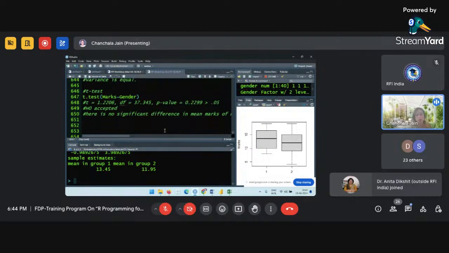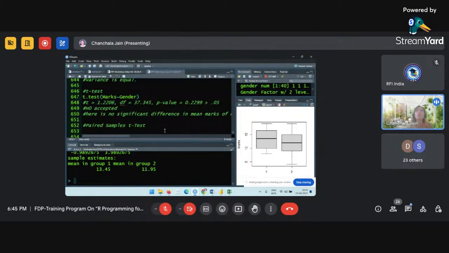Now we will talk about the next test, that is the paired samples t-test, right? So in case of paired samples t-test, as I have told you, we will be having the related groups. Groups should be related to each other, right? Generally this paired sample t-test is used in case of the experimental studies.